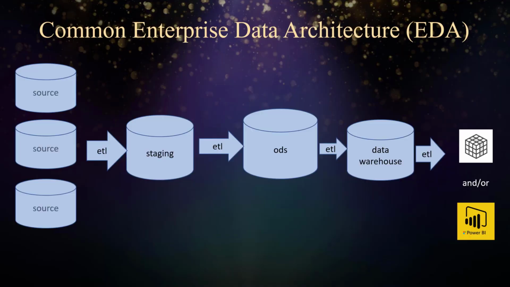Now, with this common enterprise data architecture, let's say you built this with SQL. So your source data might be SQL, staging is SQL, ODS is SQL, data warehouse is SQL. And you built this with ETL tools. ETL stands for extract, transform, and load, moving the data from the left to the right all the way down the EDA. Let's say you built that. You probably had some weaknesses that you ran into.